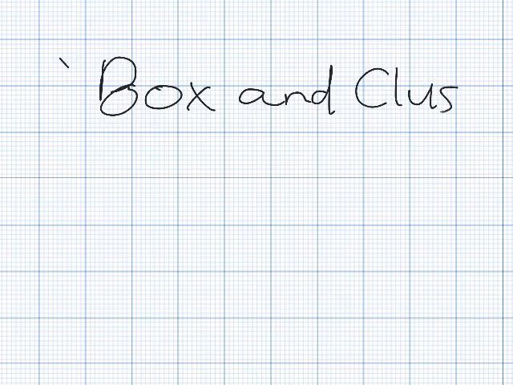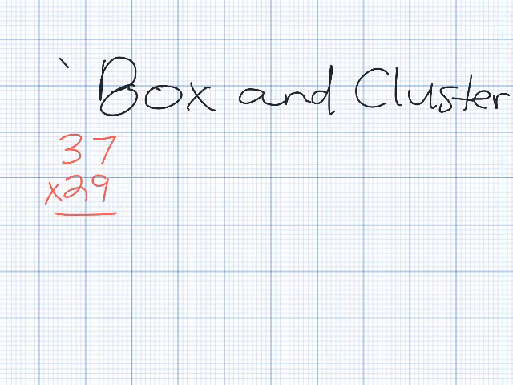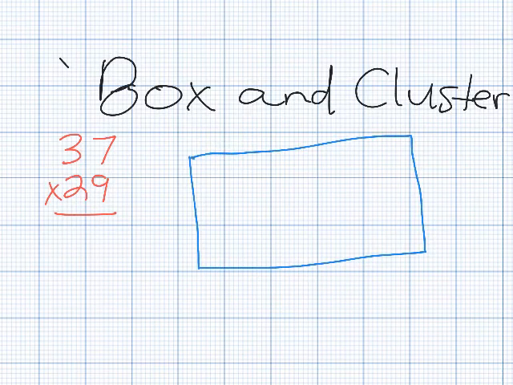And you will see why it's called the box and cluster here in just a second. But our problem here is going to be 37 times 29. And so some of you were asking last week when we did the box and cluster, well, what do we do if we're multiplying by two numbers? So here you go. We are going to make our rectangle, and because we have 2 digits by 2 digits, we're going to make a 4 by 4 box.